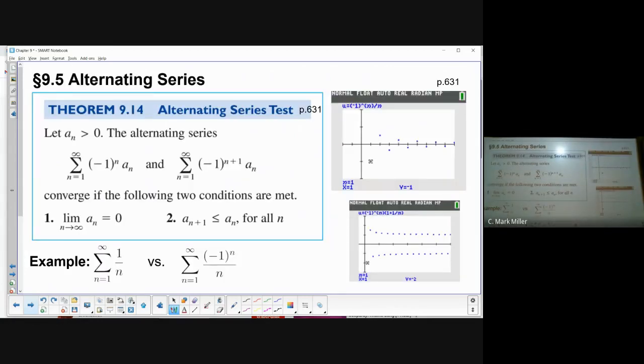Alternating series. We just have a couple minutes. Alternating series, we've seen these already. So alternating series have a -1 to the n or -1 to the n plus 1, something like that in them. They alternate sign: positive, negative, positive, negative, positive, negative, positive, negative. They alternate sign. All right?